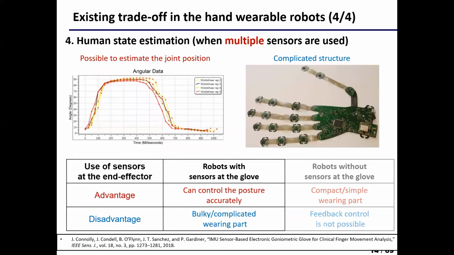So in hand wearable robot studies, they used some sensors at the glove. I mean that the most common method to measure the human state was to attach sensors at the glove. However, in this case, the glove can be bulky and complicated. Also, if we use rigid PCB circuit, then it harms the softness of the robot body. However, it is obvious that we can measure the human state accurately. So these are the advantages and disadvantages.